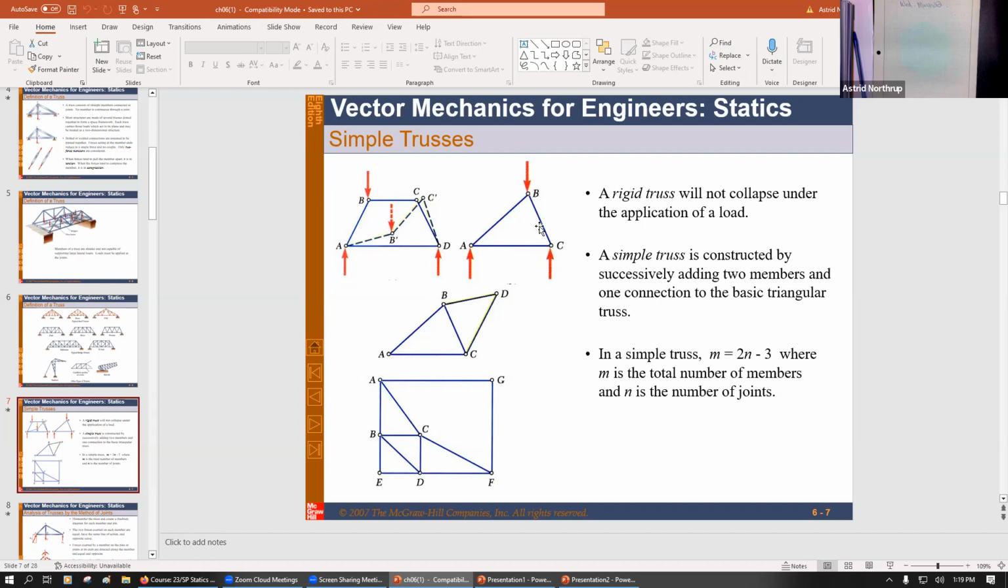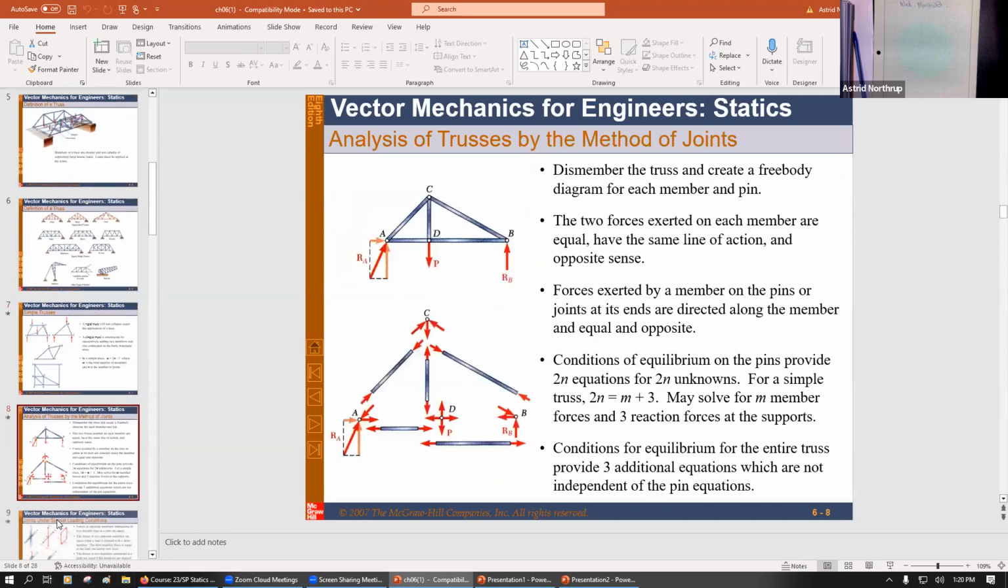ABC here, if you push on B, AB and BC go into compression, but it does not collapse. A rigid truss built on a triangle has that effect. Okay, so it gives you a little bit about the geometry of a rigid truss.